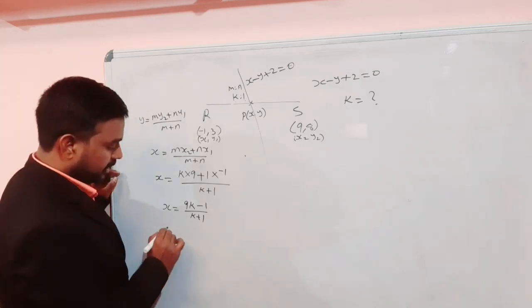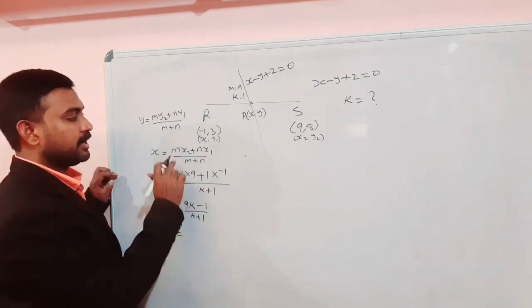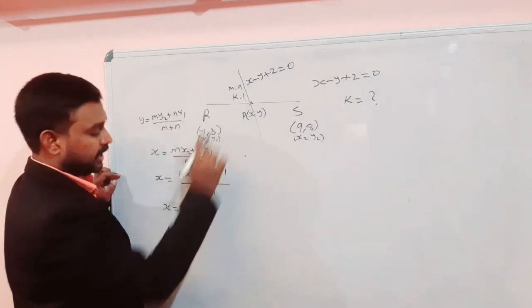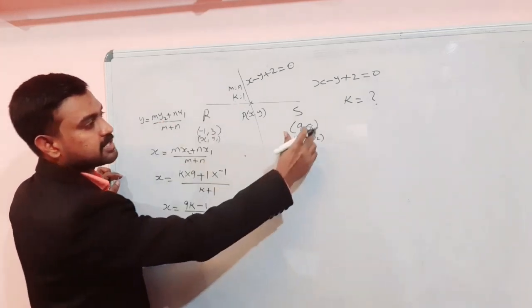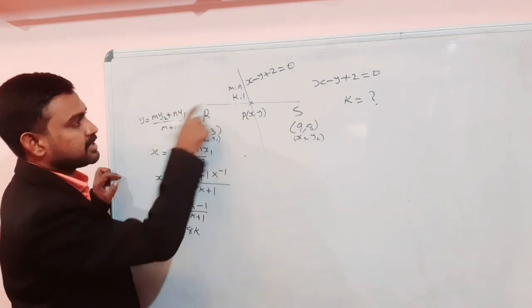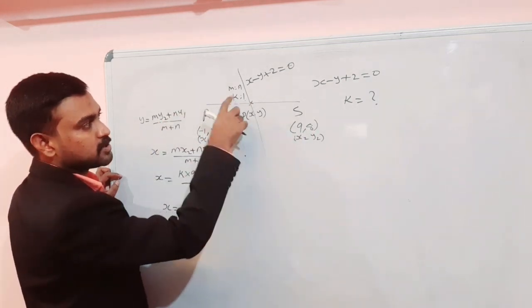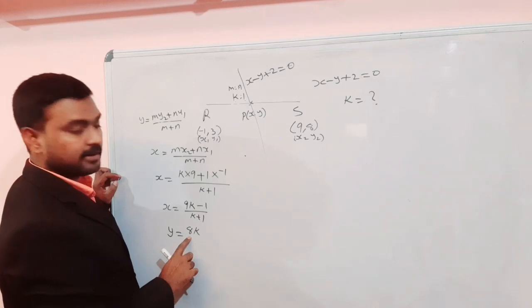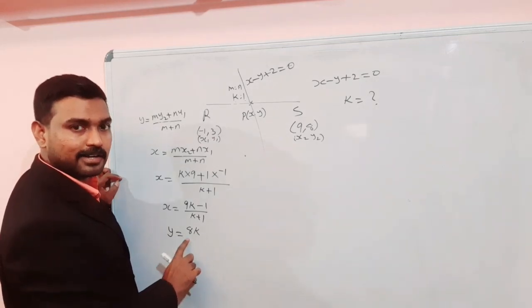Now in a similar way we can find out the value of y is equal to my2 plus ny1 divided by m plus n. What is mk? So k into y2. y2 is 8, so we will get 8k. What is y2? 8. So k into 8, that is 8k. We will not write k8, we will write 8k.